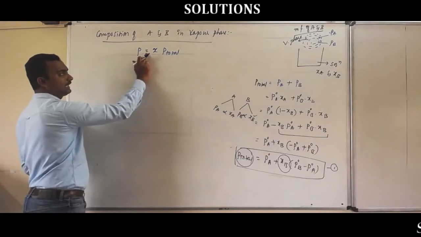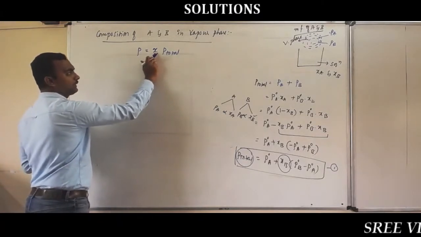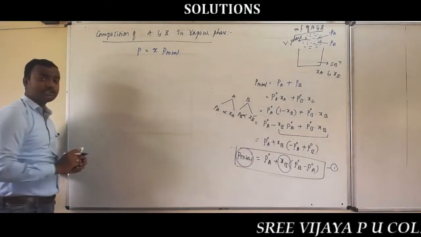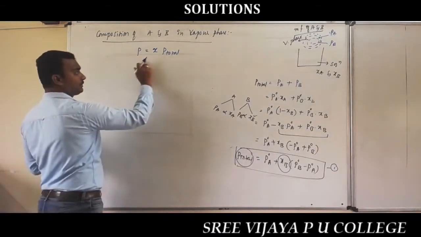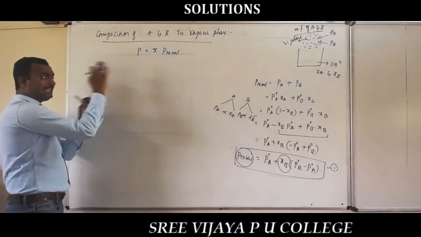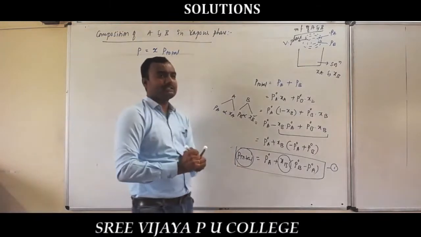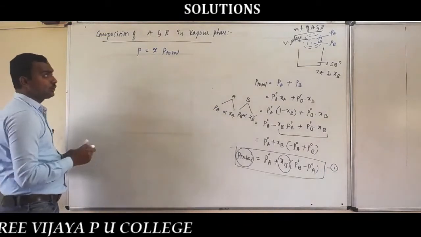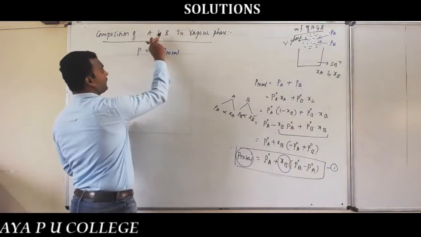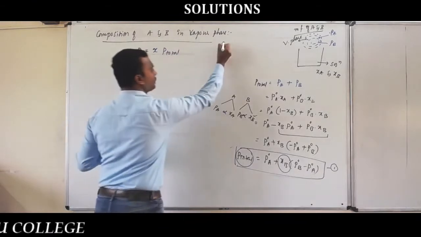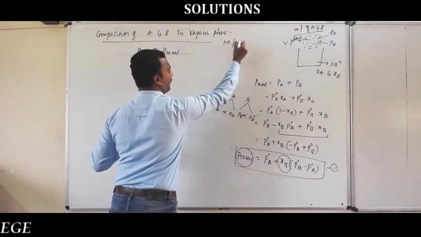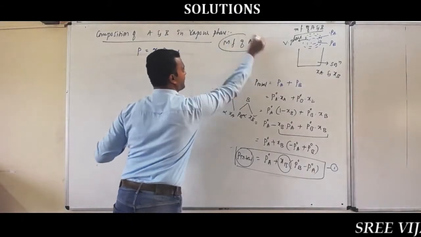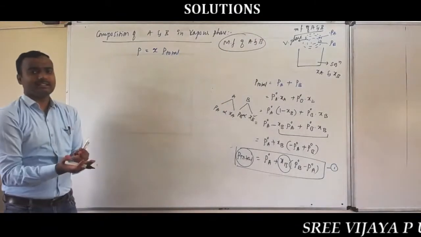Partial pressure is equal to the mole fraction of the component into P total. This is according to Dalton's law of partial pressure. This gives one equation. Using this equation we can calculate the composition of components in vapor phase. Composition of A and B in vapor phase means you have to calculate the mole fraction of components A and B in vapor phase. Composition means you have to calculate how much is there.